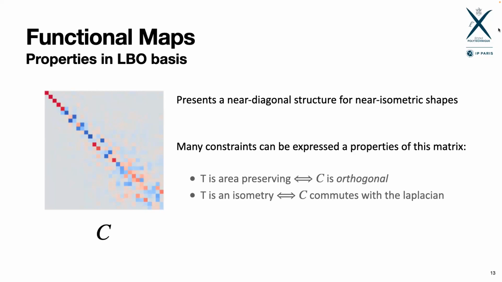You do lose some. And something else that we're going to use after is that some constraints on the underlying map T can be expressed easily as just properties of this matrix. So if your map originally preserves the area, it doesn't distort the area between the two shapes, it means that C is orthogonal. I mean the entire C, we just have a reduced C, but hopefully again it doesn't change too much. If T is an isometry, C commutes with the Laplacian. There's this easy formulation where complex properties of the map become easy properties of a matrix.